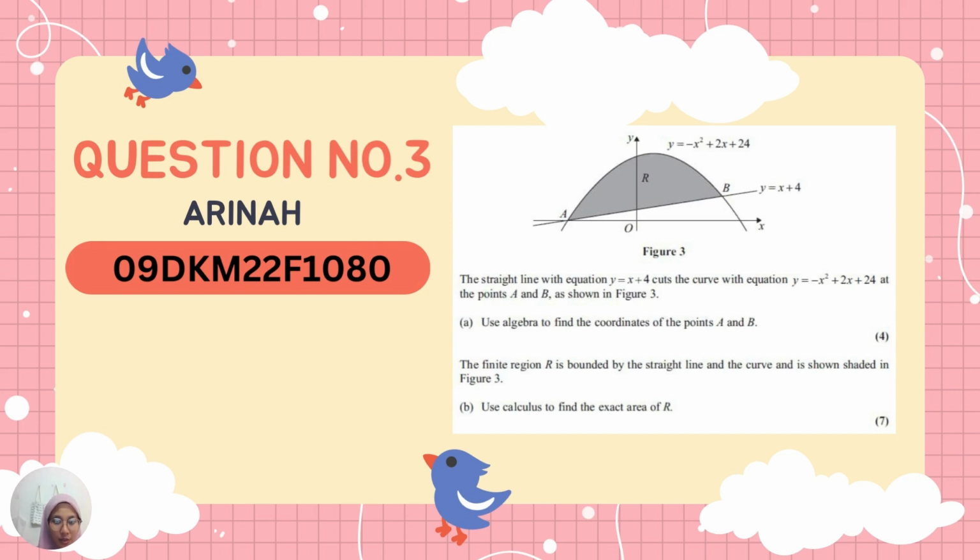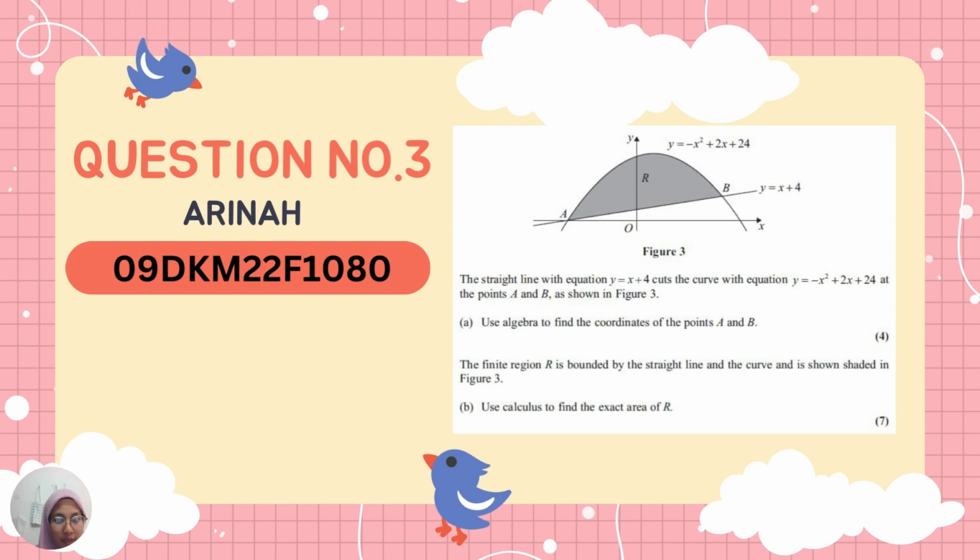I will be continuing with question number 3. The straight line with equation y equals x plus 4 cuts the curve with equation y equals negative x squared plus 2x plus 24 at the points A and B, as shown in figure 3. A. Use algebra to find the coordinates of the points A and B. The finite region R is bounded by the straight line and the curve and is shown shaded in figure 3. B. Use calculus to find the exact area of R.